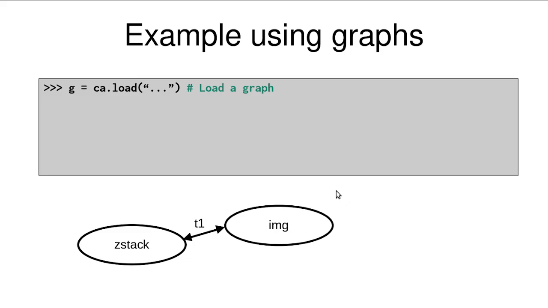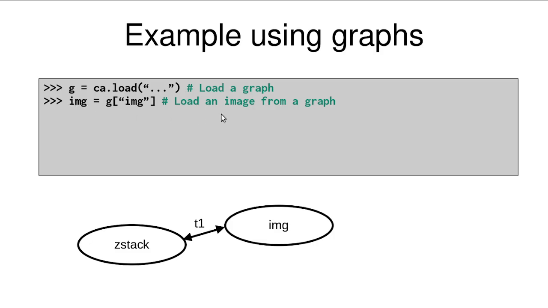So here's an example of if we want to use a graph. We can just load the graph with CASTalign.load. This is an example graph I'll be showing you for this demo, where we just have a z-stack, we have an image, and we have a transform, which we're calling T1, which links them together.